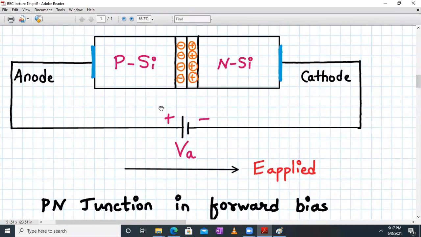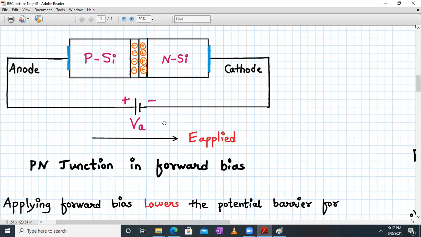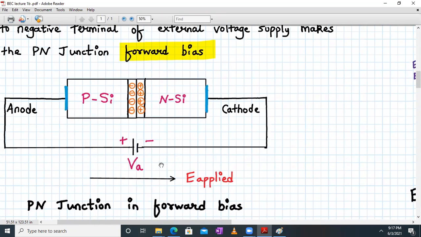Simply by applying an external potential to the PN junction such that the P side is connected to the positive terminal and the N side is connected to the negative terminal makes the PN junction forward bias. So with the application of external voltage, we have an external applied field in addition to the internal field which is created due to the formation of the depletion layer. Now, what really happens, we have to understand in terms of the energy band diagram.